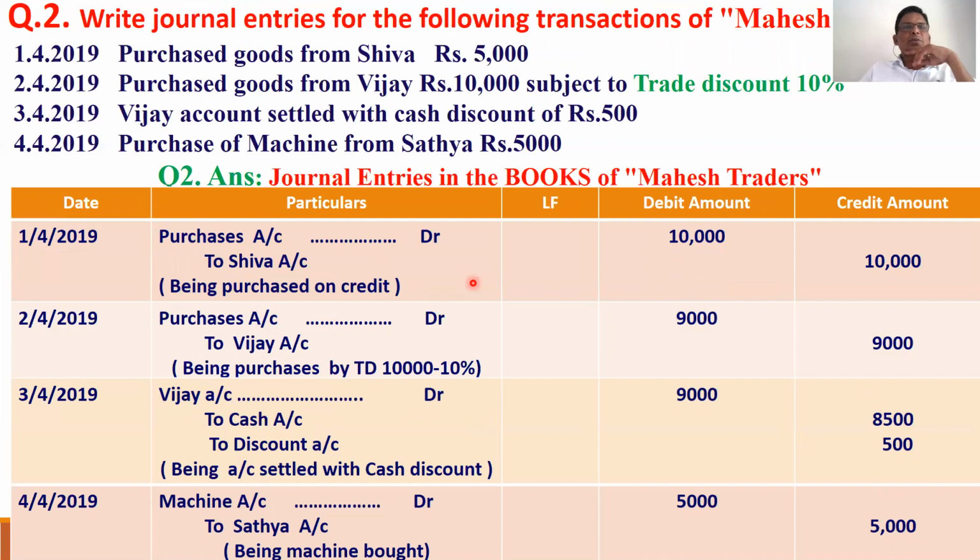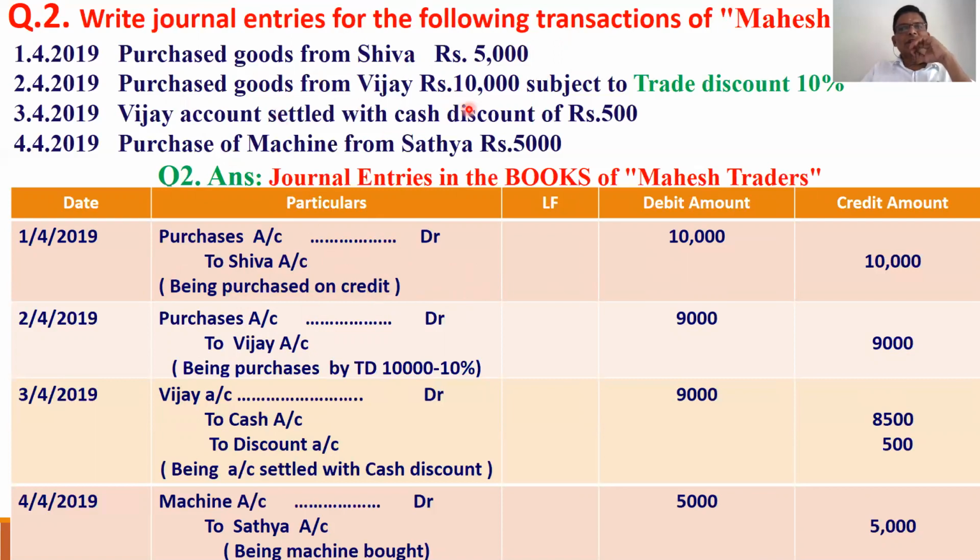Next, here we discuss cash discount and trade discount. Write journal entries for the following transactions of these traders. Purchased goods from Shiva 5,000. This is the usual entry. When we purchase goods, the purchase account is debited. Since a personal account is involved, obviously this is a trade transaction. The giver, Shiva, is credited. Purchase account debit to Shiva account, being goods purchased.